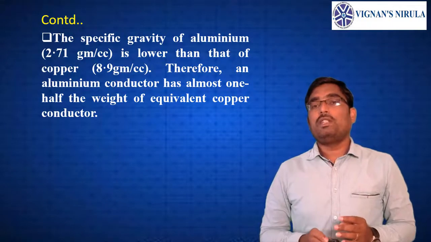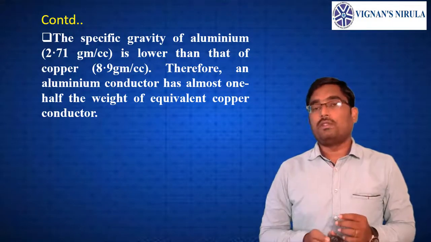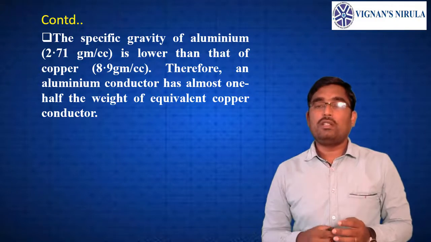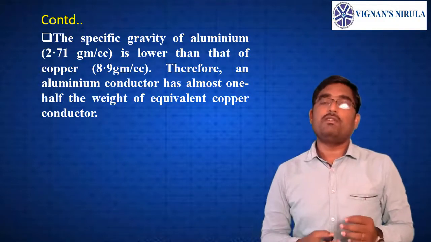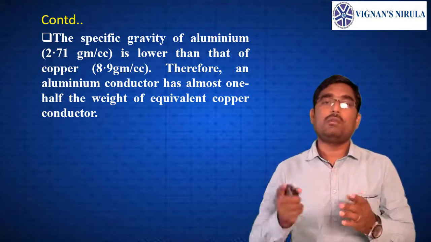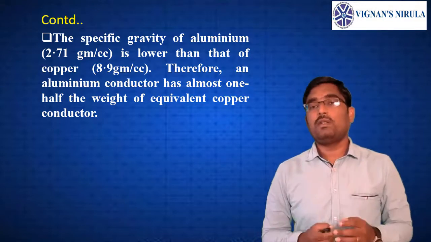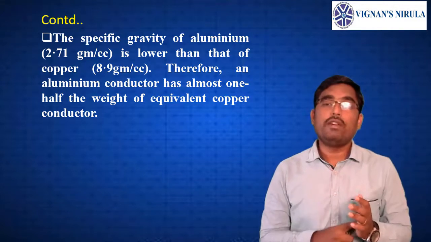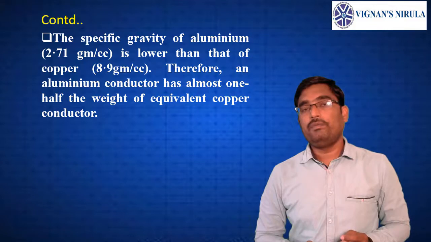Specific gravity of aluminum is lower than that of copper. Specific gravity means if you take one cubic centimeter of volume, aluminum contains 2.71 grams, whereas copper will be 8.9 grams for the same cubic centimeter of volume. Therefore, an aluminum conductor has almost half the weight of an equivalent copper conductor.